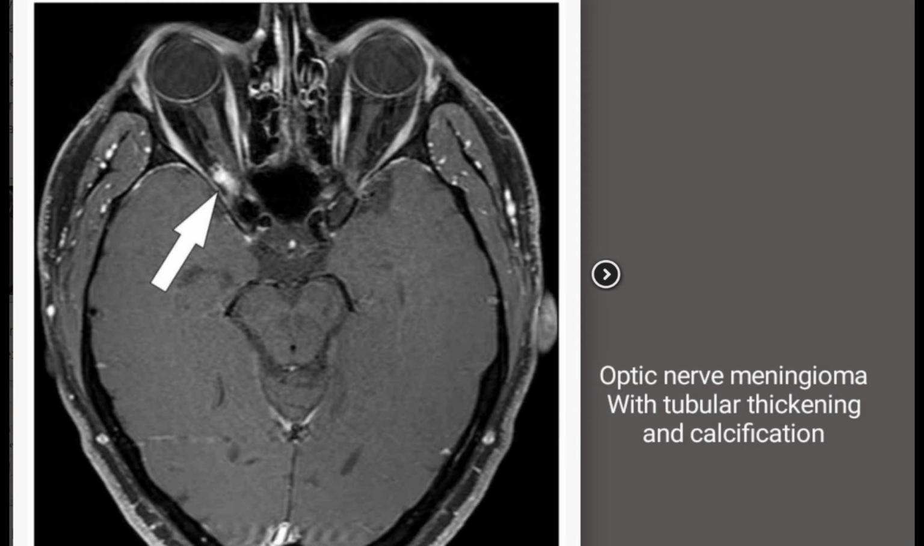Then this is the image of optic nerve meningioma. In meningioma, basically tubular thickening and calcification will be seen. This whitish appearance is due to calcium, just as the bone appears white. It will be seen in meningioma.